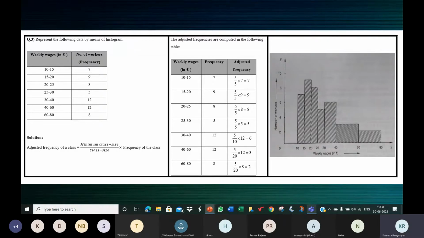A histogram is a graphical representation of a grouped frequency distribution. It's important that the class intervals are continuous. In this particular distribution they are continuous, but the class width is not the same everywhere. The class width of the first class interval is 5, the next one is 5, 5, 5, 10, 20, 20. So we have 3 different sizes.